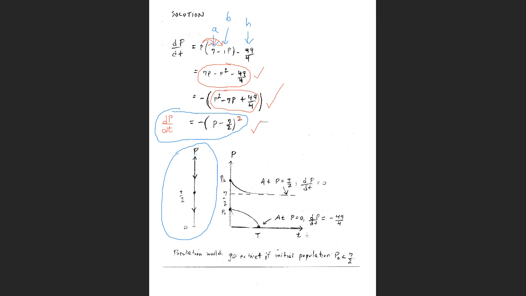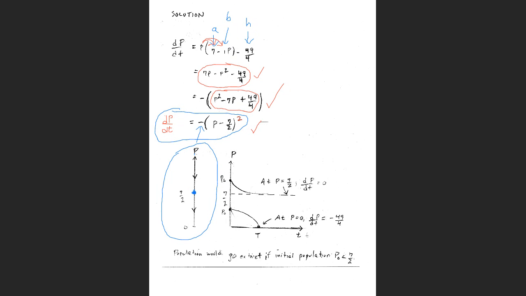Hey, what's 7/2 called? What's that dot called on the phase line? There's a dot there. Equilibrium. That's right, Thomas. It's an equilibrium point. So when P equals 7/2, dP/dt equals 0. The growth rate is 0.